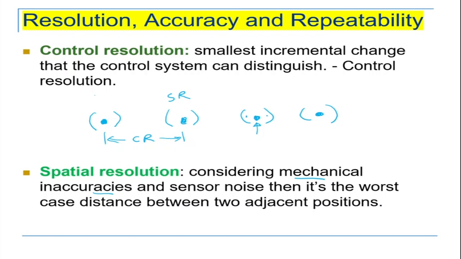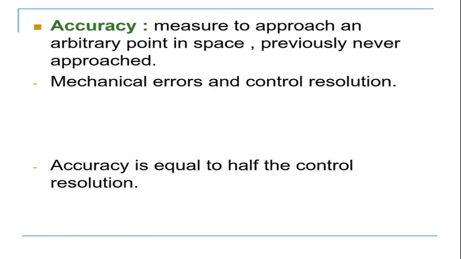So the manufacturer has to actually specify the control resolution and the spatial resolution of the system. Now, accuracy is a measure to approach an arbitrary point in space previously never approached. Now we have seen that our control resolution is here, here, here, and here. That's the control resolution where, theoretically, the robot can go. But when you want the robot to go to a point, maybe I want it to go to this point, what will happen is when it is trying to go there, there are mechanical errors which are sitting on top of the control resolution. All kinds of errors like backlash, stiffness errors, wear and tear.